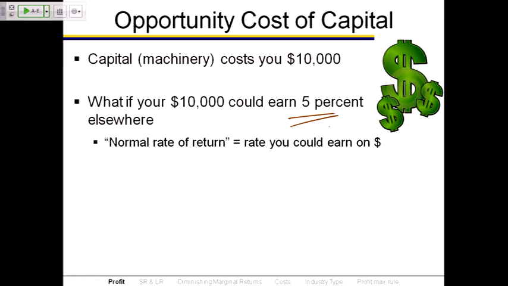The phrase normal rate of return refers to that interest rate that you could earn on the money if you hadn't used the money to buy the capital. So when we talk about what's the normal rate of return, I don't know why they call it normal, they do. It means what's your opportunity cost? What's the rate of return you could have earned on your money if you hadn't sunk that money into some machinery? In this case, we've got a normal rate of return of 5%.